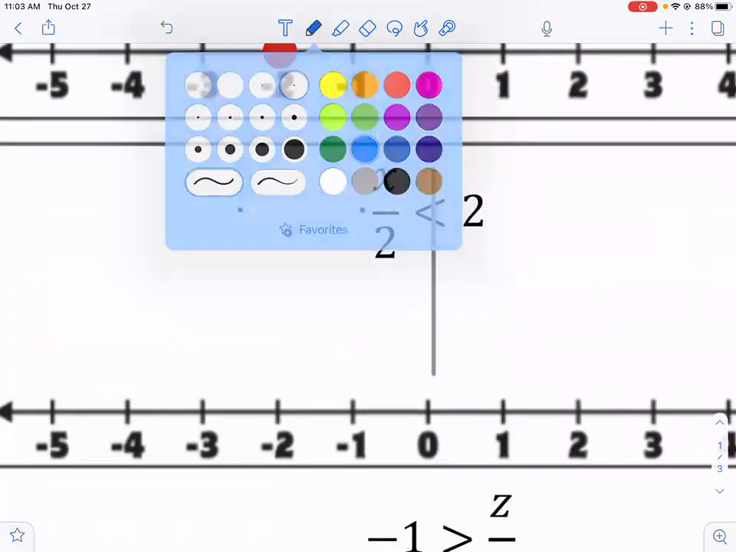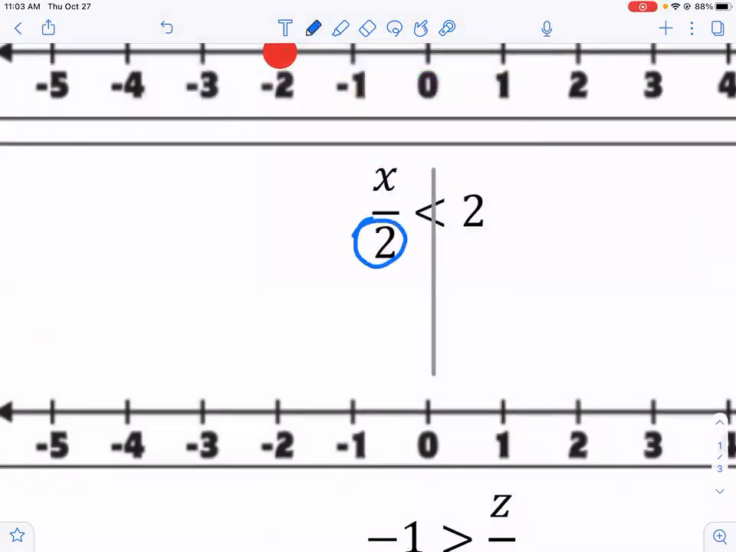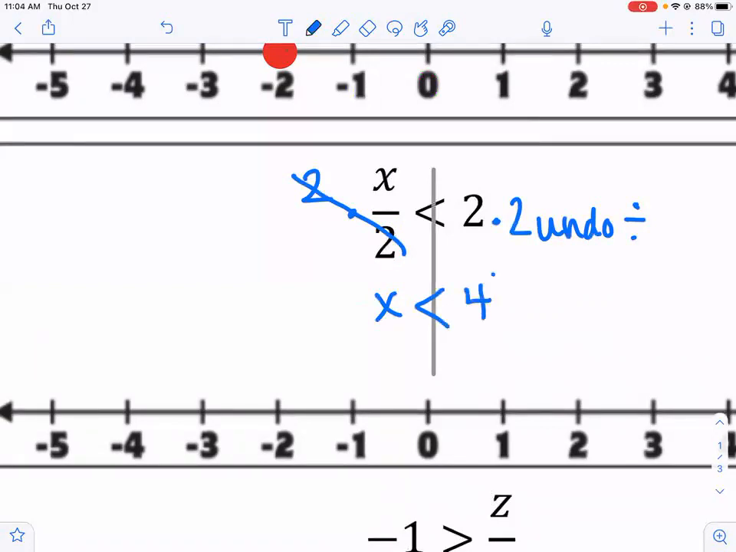All right, so do you see how this 2 right here is tied to X with division in between? We need to undo that division by doing what to both sides? We're going to multiply by 2 to both sides, because then these will cancel and we are left with 1x. We're just going to write x. Our inequality sign remains the same. And on the right side, what do we have? We have 4. We have x is less than 4.